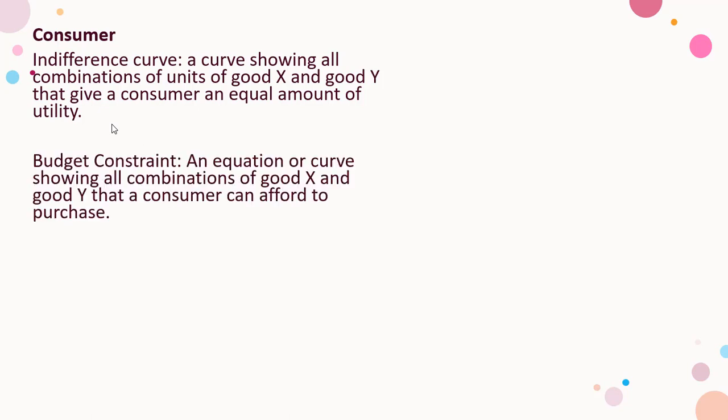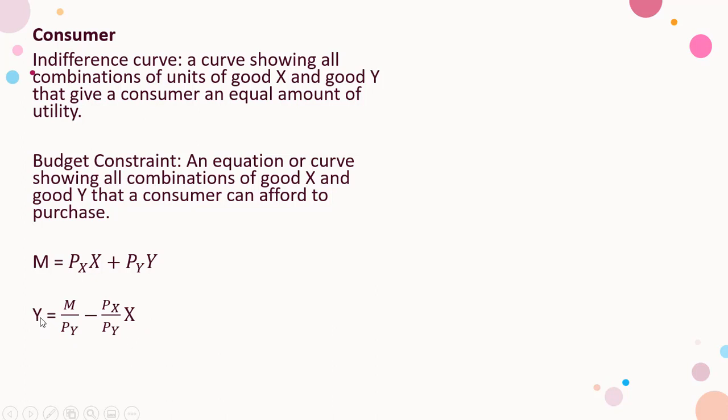We have the notion of a budget constraint, an equation or curve showing all combinations of good X and good Y that a consumer can afford to purchase, given that consumer's limited income. And the equation for the budget constraint, we have M on the left-hand side, money income, equals the price of good X times units of good X plus the price of good Y times units of good Y. We could solve this for Y because generally this would be more convenient if you're going to graph the budget constraint here.